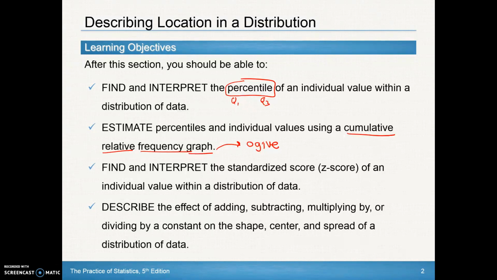And we'll find and interpret standardized scores, or Z-scores. That's a huge thing in statistics. And then we'll describe the effect of adding, subtracting, multiplying, or dividing data by a certain number and see how it affects the shape, center, spread, basically the SOCS of a distribution.